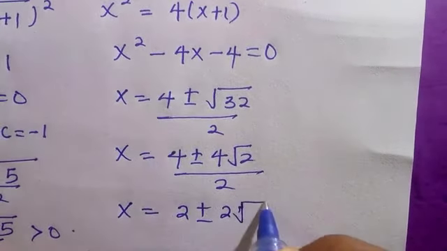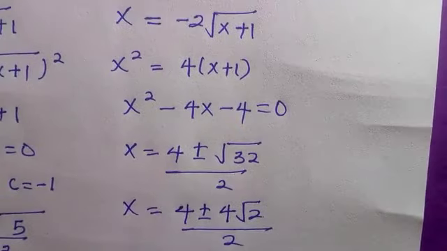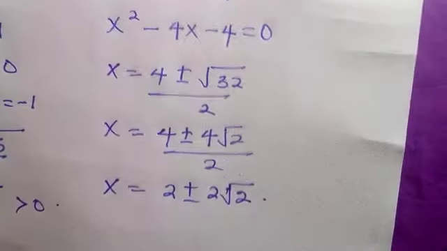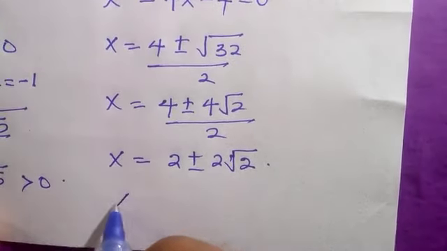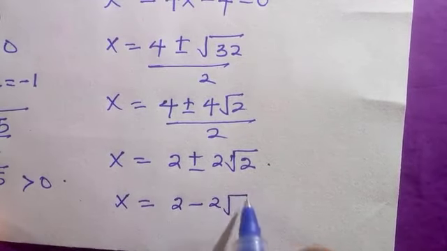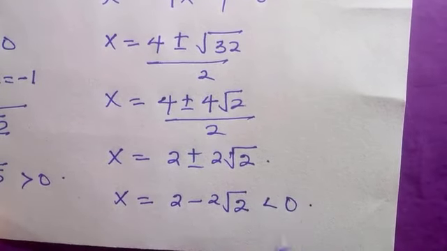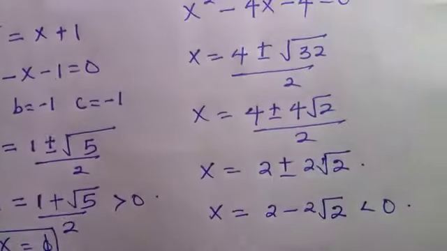If this is the result, from the condition we also consider the negative side, since x is greater than or equal to minus 1 and x is less than or equal to 0. So for the negative side, we have x equals 2 minus 2 root 2, and this gives the solution to this. And this is how to do this problem.